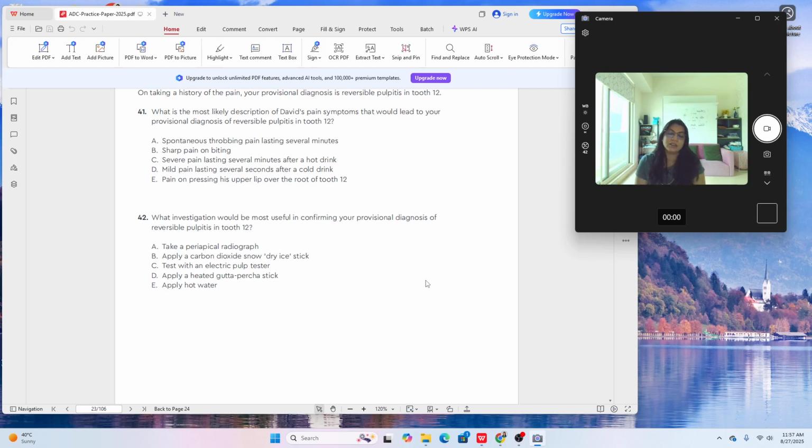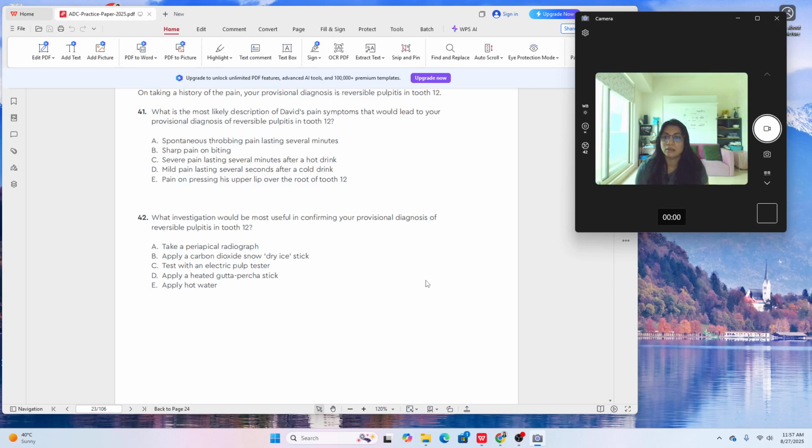So the first test that you always do would be dry ice, that is carbon dioxide. You know that spray, you just cool it over a cotton and you place it over the tooth, and you ask the patient how do you feel about it. Basically, you want to elicit the same symptom that he has when he drinks cola. So option B is the correct answer.